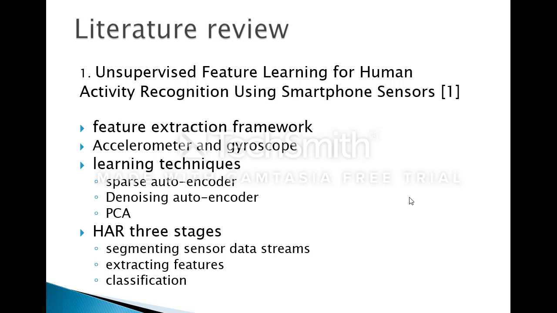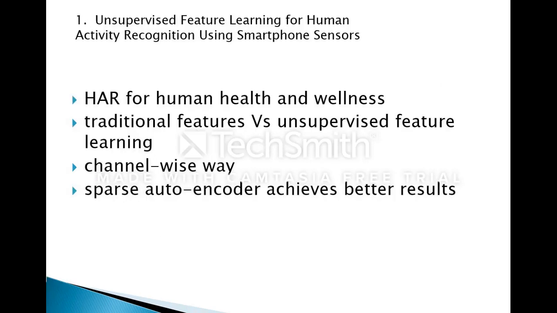HAR has great potential for application in human health and wellness. For example, we can promote a healthier lifestyle for those who lack adequate physical activity by monitoring and analyzing their daily activities. They evaluate the performance on a public human activity recognition dataset and also compare the method with traditional features and another way of unsupervised feature learning.